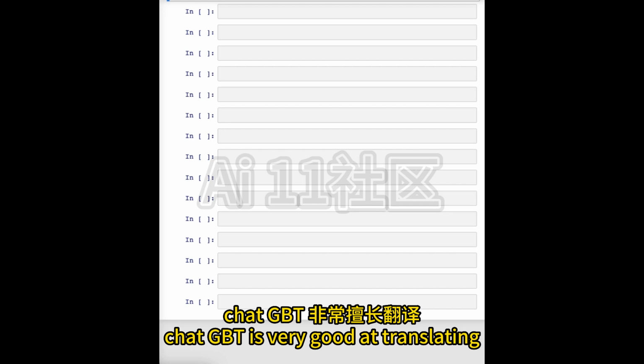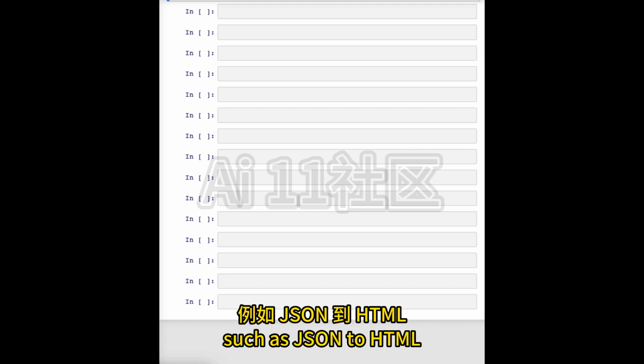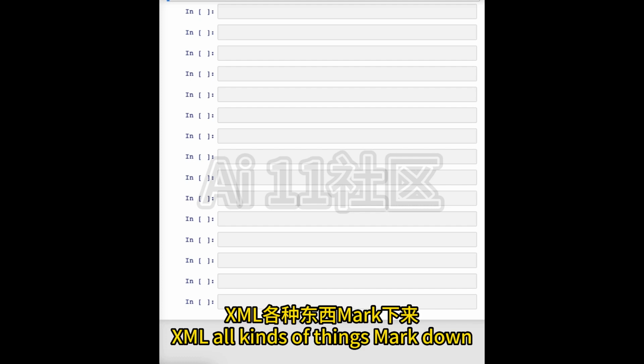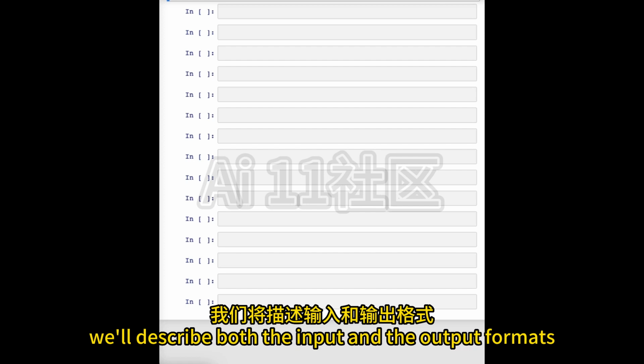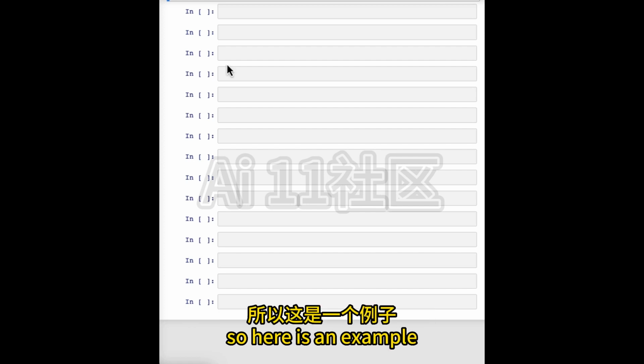The next thing that we're going to do is to convert between different formats. ChatGPT is very good at translating between different formats, such as JSON to HTML, XML, all kinds of things, Markdown. And so in the prompt, we'll describe both the input and the output formats. So here is an example.